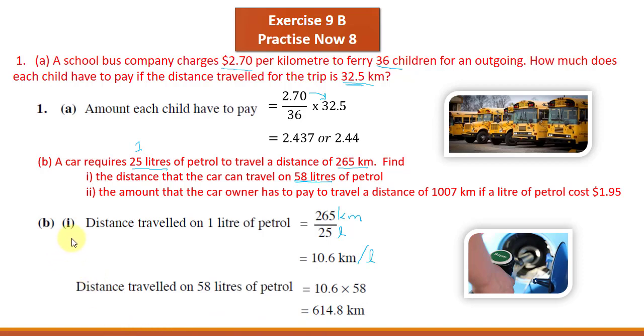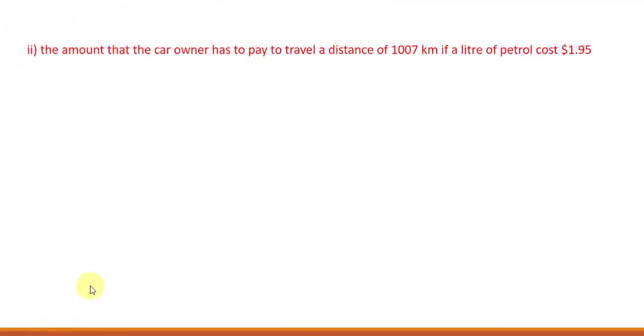Part B first is done. Now we will solve the second part of part B. The amount that the car owner has to pay to travel a distance of 1007 kilometers if a liter of petrol costs $1.95. Let's start our solution.